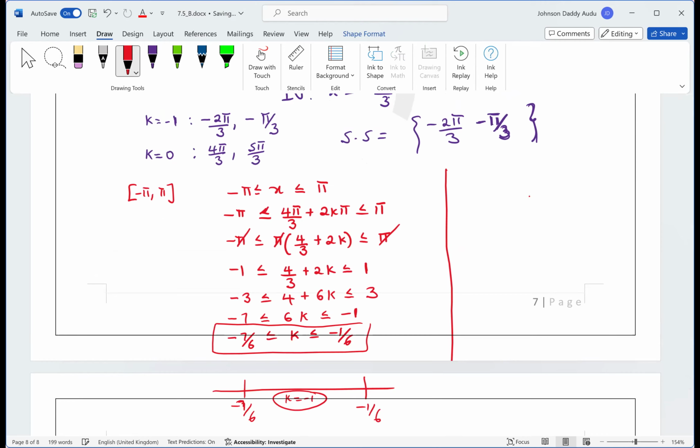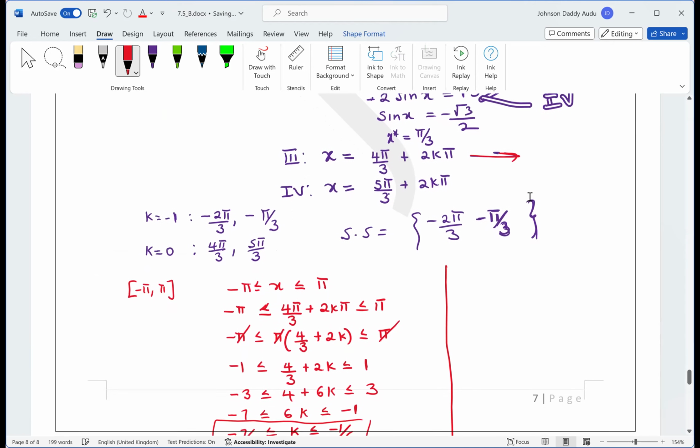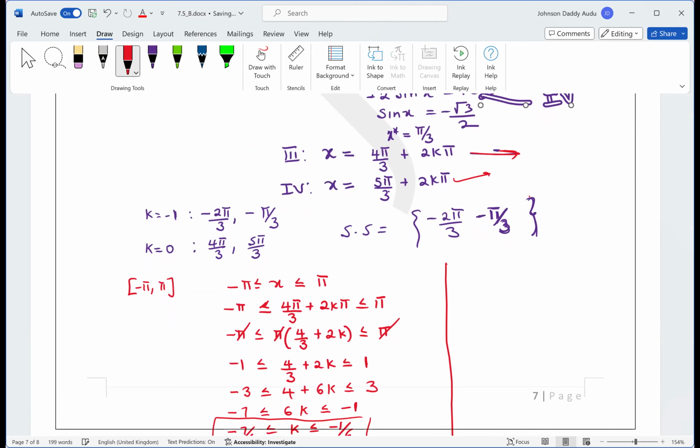Also, you can do that again for the second one. When I say the second part, it means because you have two solutions. You can also do the same for this, and you will also get k is equal to minus 1. So we have these two solutions. And if you look for the sum, it is just going to be minus 2 pi over 3 plus minus pi over 3. And this will give us what? Minus pi. All right. So that is it.